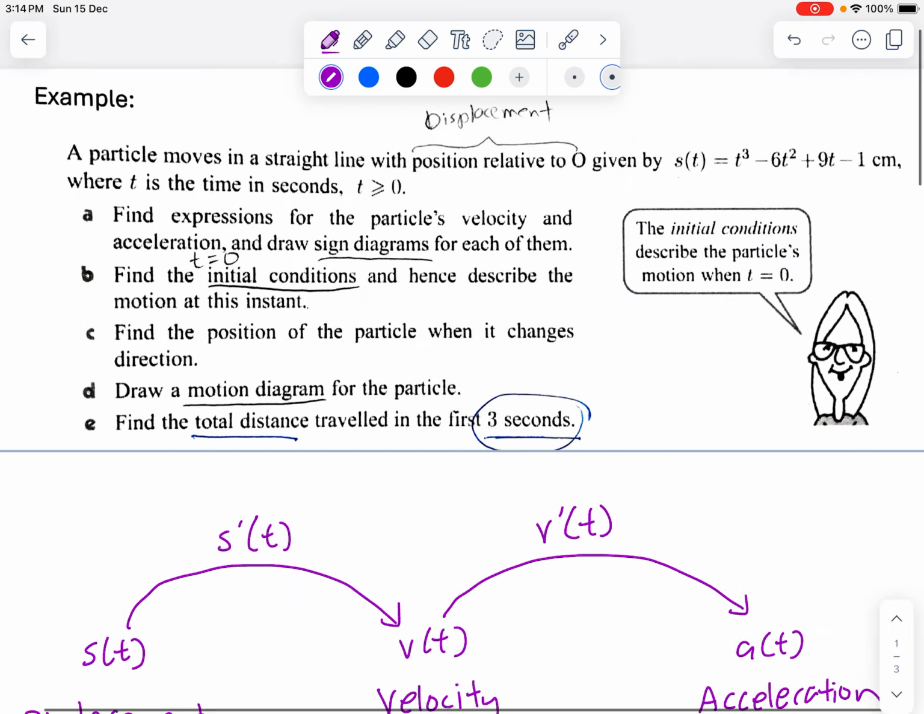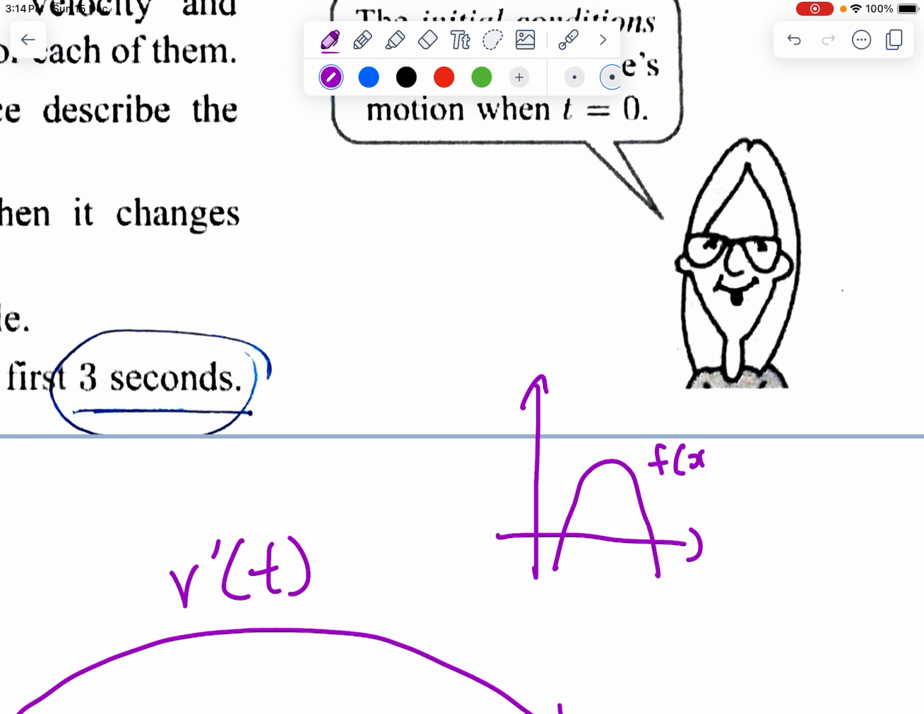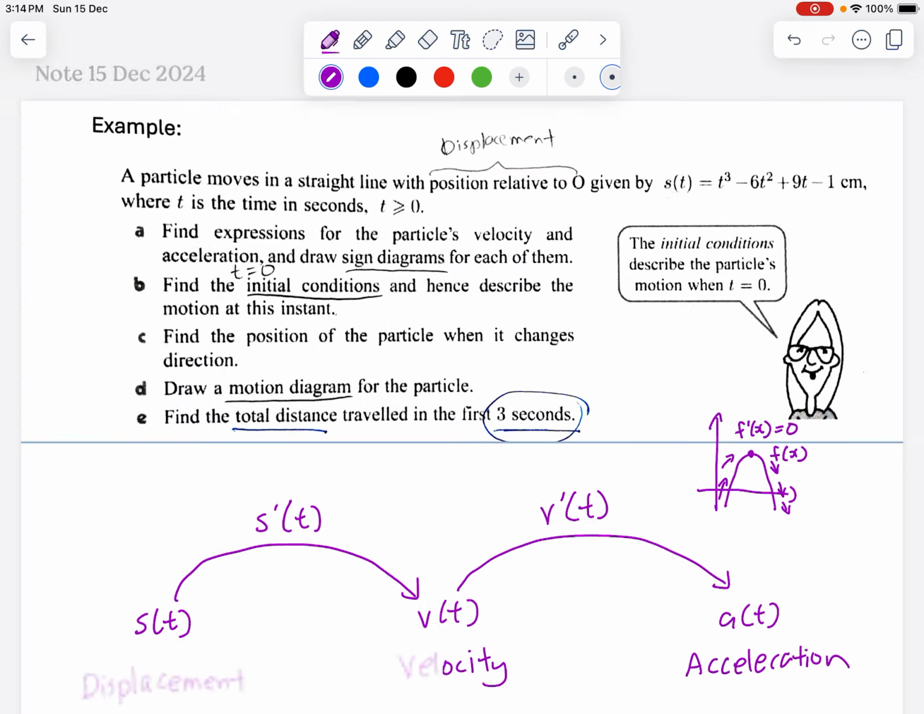And for part C, find the position of the particle when it changes direction. So first of all, when you see the words change direction, for example, if I have a parabola as our original function, it basically means when is it going from increasing to decreasing or decreasing to increasing. In this case, it's increasing here, and then it decreases and decreases. And we can see that it changes at its vertex. And that's when the derivative is equal to 0, right?